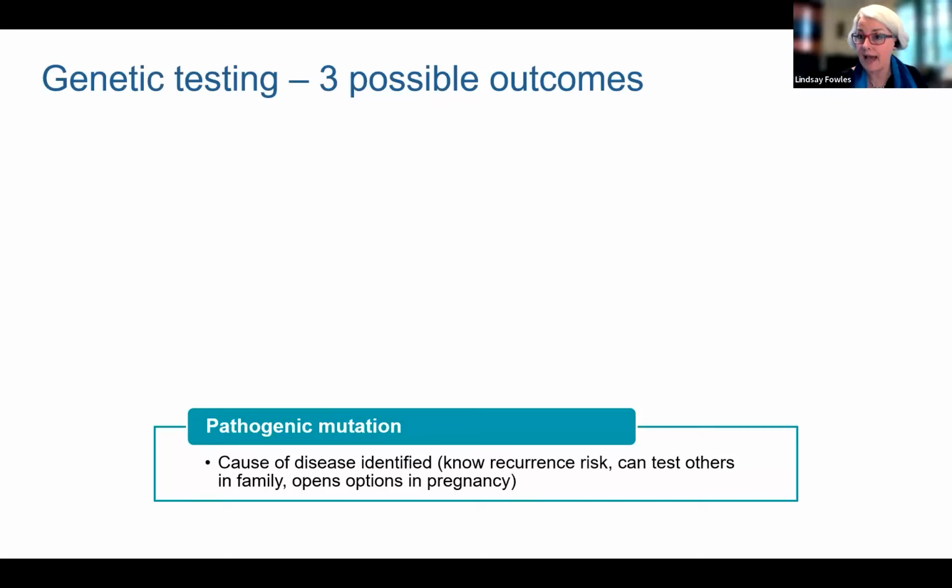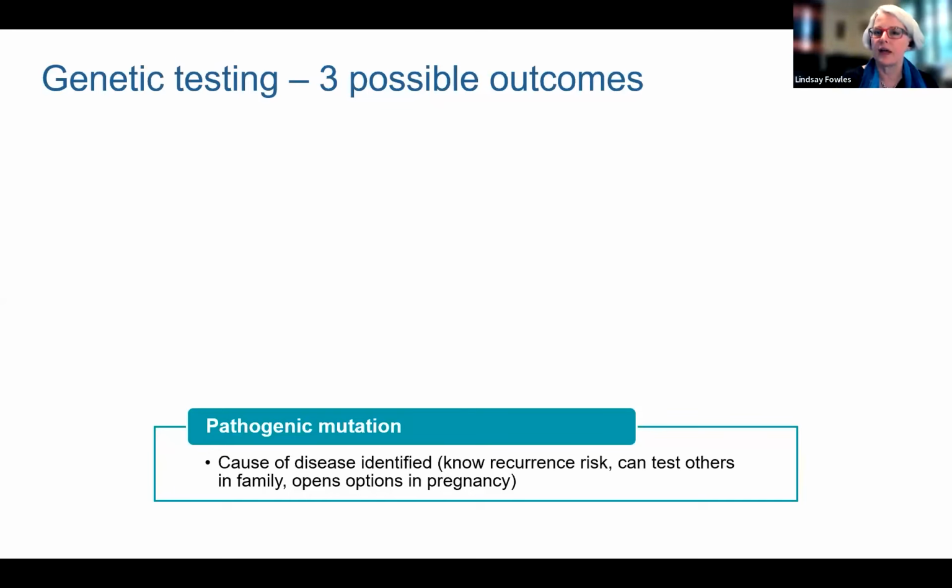Sometimes we do get an answer, yay. Well, I think yay. Not everybody thinks yay. Sometimes this is difficult information to receive. But one of the bonuses of finding an answer is we have clarity. We know what the inheritance is. We know exactly what the condition is. We know how it's inherited, so we know which other family members might have the chance of being affected by the condition. And those family members can have genetic testing to clarify if they will or won't develop the condition.